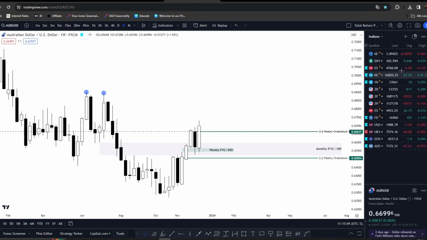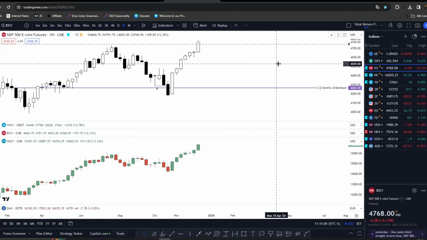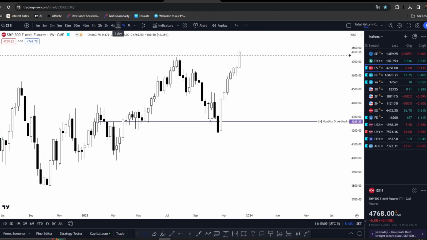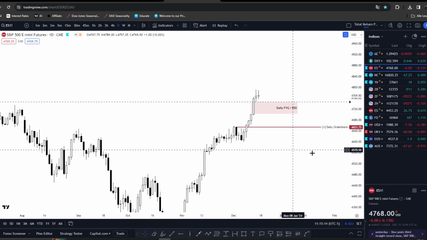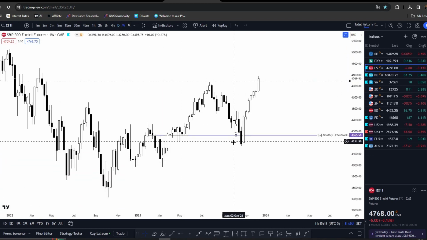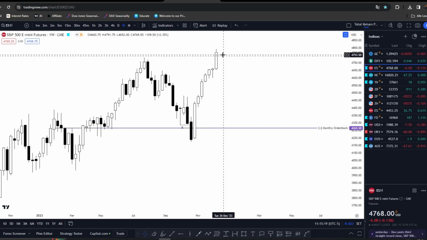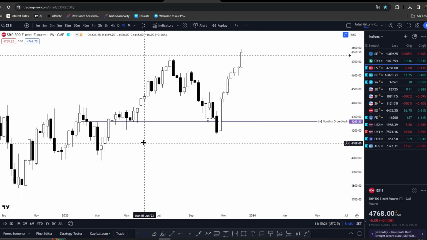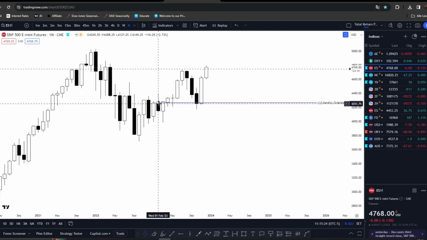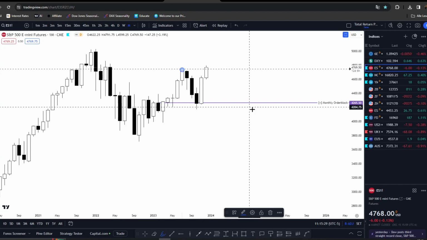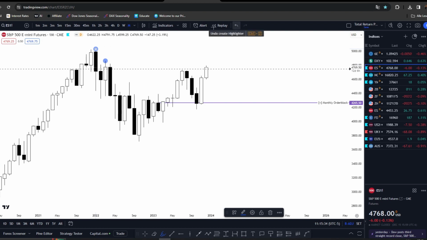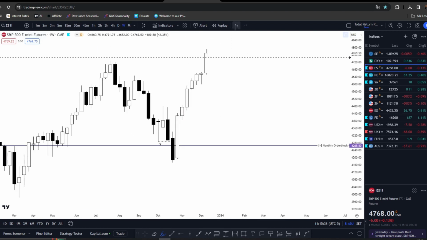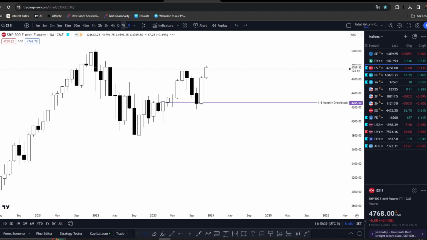Let's move to the futures. First of all, we have S&P 500. We had a massive push in the last few weeks, as you can see. No down close candle on the weekly chart after we rallied from this monthly order block. We took out this high from July, and now we could even potentially target new all-time highs on the S&P 500.